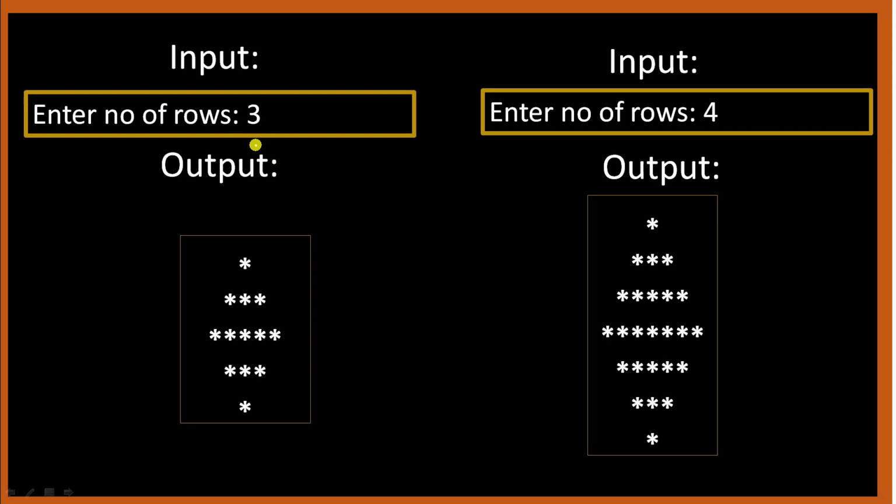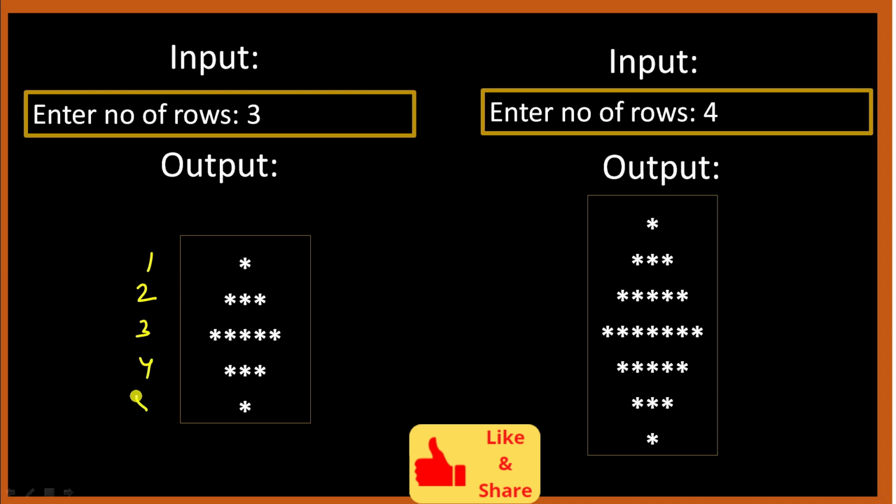Let's say he gives the number of rows as 3, then this pattern should be printed. For number of rows 4, this pattern should be printed. As you can see, if the number of rows is 3, there are more rows than 3, a total of 5 rows: first row, second row, third row, fourth row and fifth row. Same way here also there are more rows than 4. So how can we print this pattern?